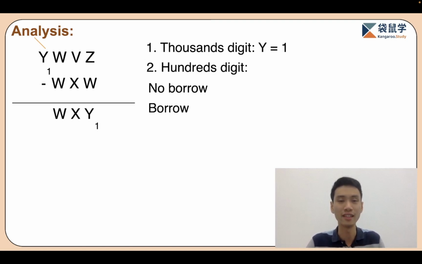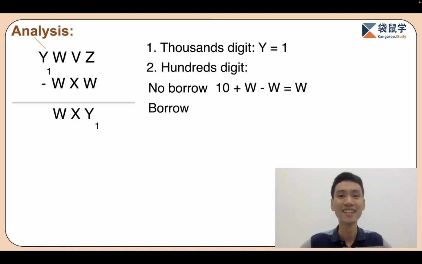How would we express this situation for the hundreds digit in an equation? Well, we could have 10 plus W minus W equals W. The 10 representing borrowing from thousands to hundreds. Now in this situation, what would W be equal to? It would be equal to 10. But is that possible? No. Why? Because W must represent only one digit. So, no borrowing situation is not possible.